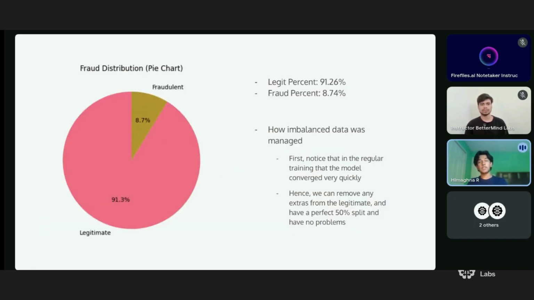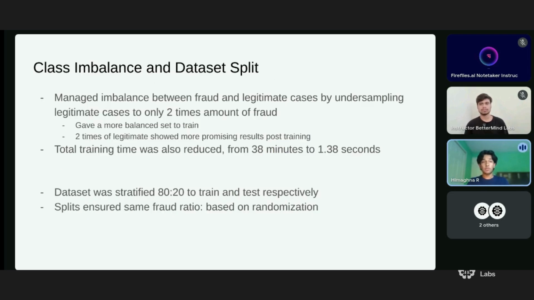Unfortunately, in the dataset there was high imbalance at first, so that would have skewed our data quite badly, and in our first training process, that is what happened. But later on, we managed this imbalance by undersampling the legitimate cases to only 2 times the fraud cases. After that, we gave it more balanced sets to train. The sweet spot basically was 2 times legitimate data. The overall training time was also significantly reduced. Our first initial training took 2 hours, then 38 minutes, then 1 second, which is incredibly good.